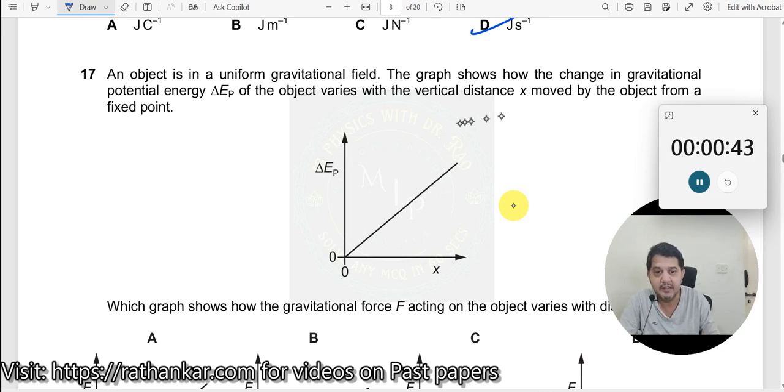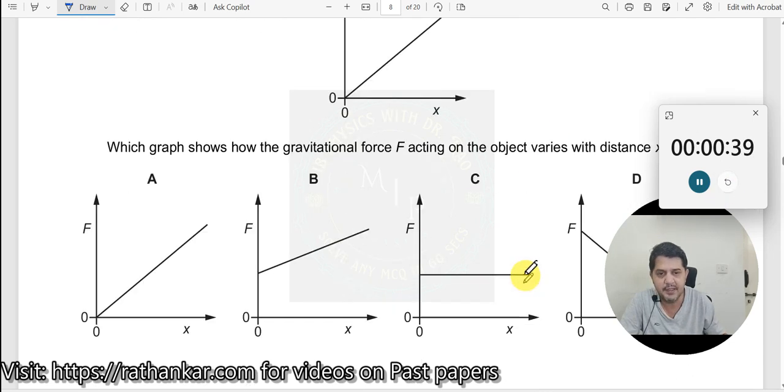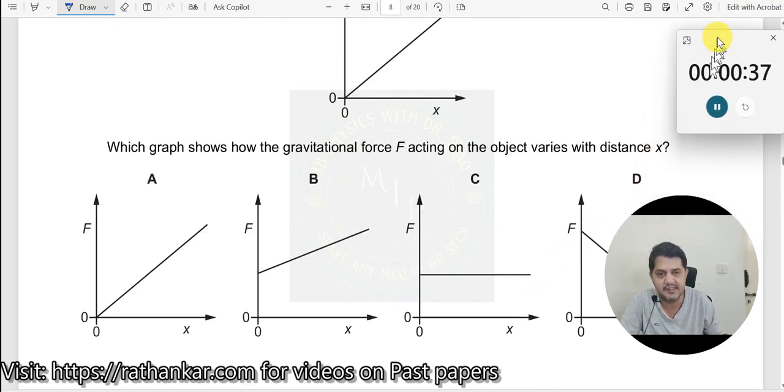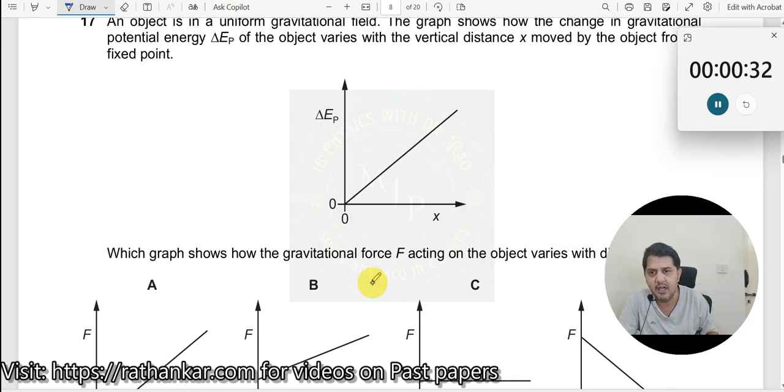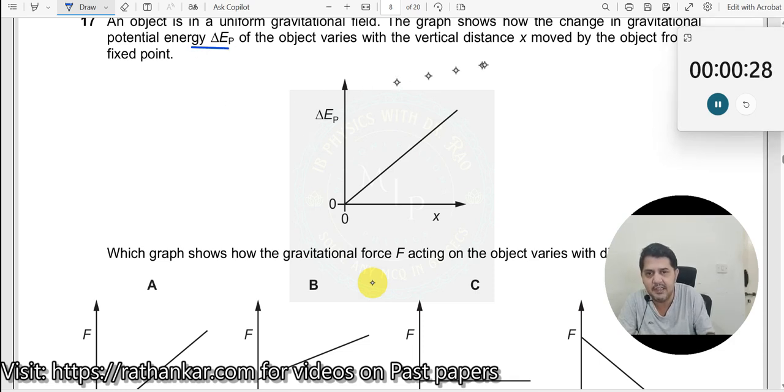From the fixed point, which graph shows how the gravitational force acting on the object varies with the distance x? So, the first thing that we need to know here is how the GPE is related to distance x and the force F. Why force F? Because that's what we need to find here, right? So how is it being related? That's what we need to know.